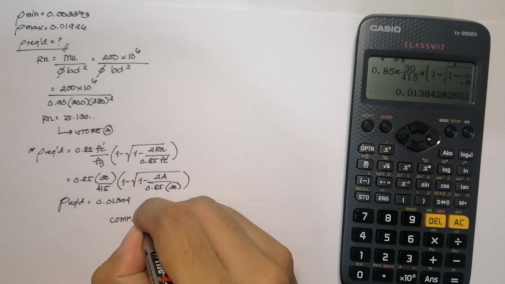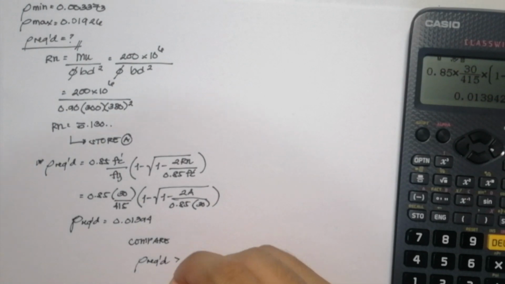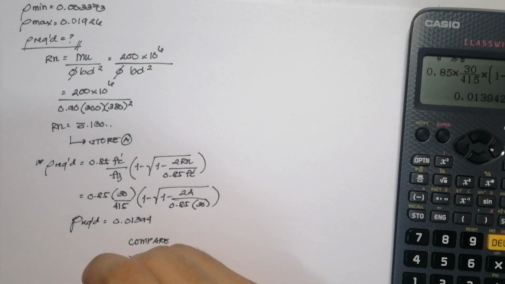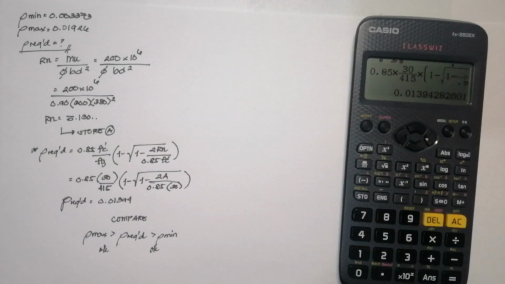So let's check. Our rho required is obviously greater than the rho minimum, so it is okay. And our rho required is also less than the rho maximum, and it is also okay. So we can say that the rho required is within our limits, so it is okay to use the value. It is under singly reinforced beams.